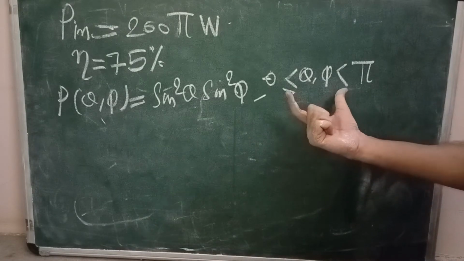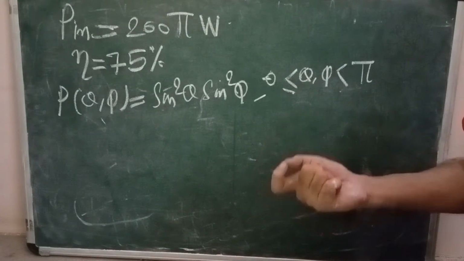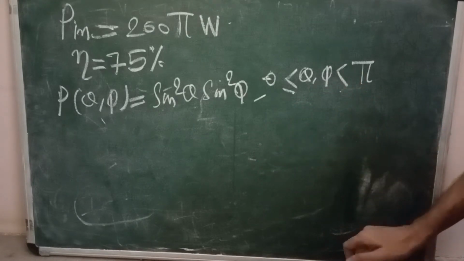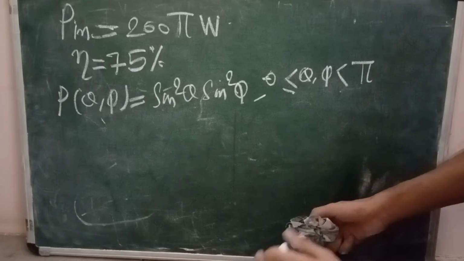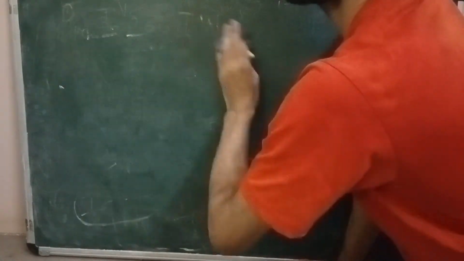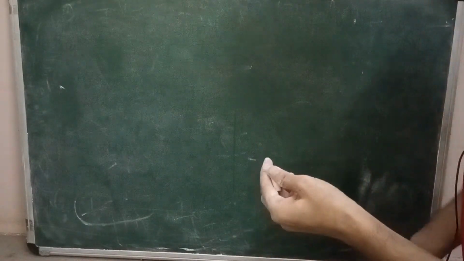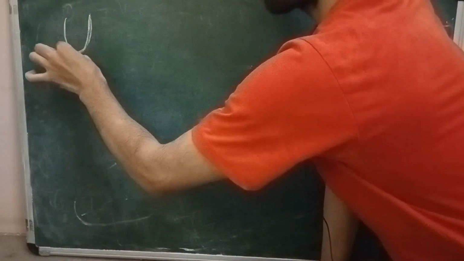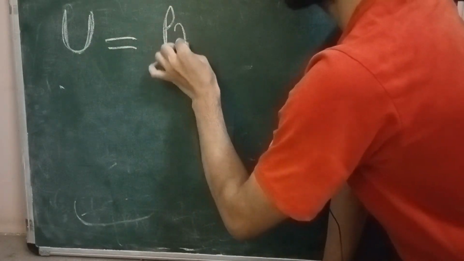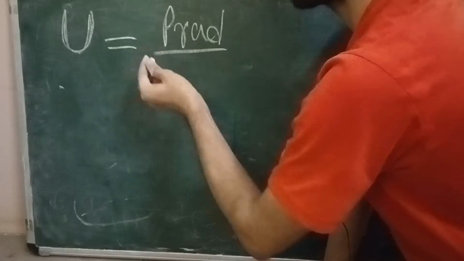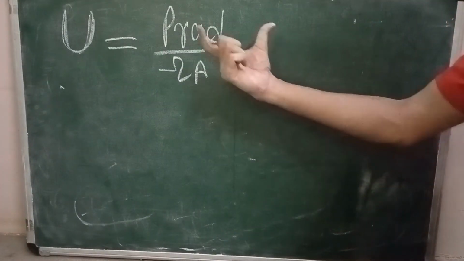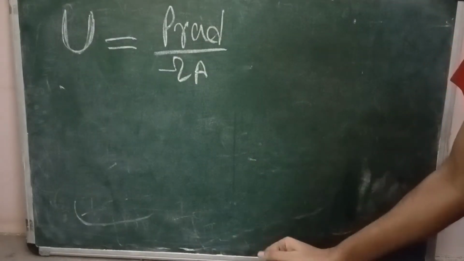He is asking: find the radiation intensity in the direction of maximum radiation. First of all, what is radiation intensity? As we know very well, radiation intensity U is given as P radiation by solid angle.